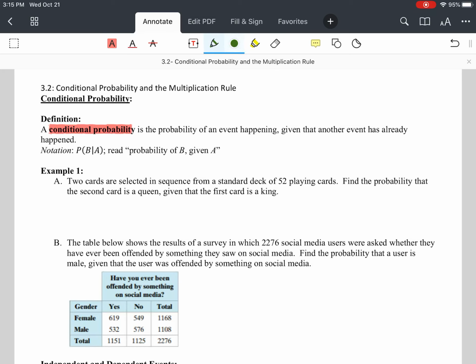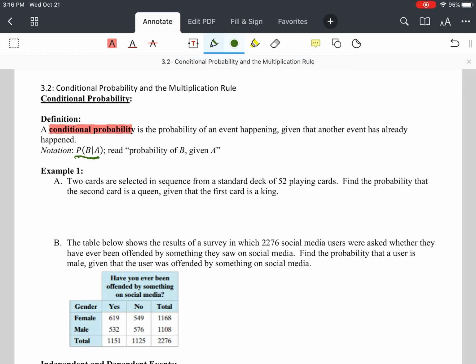Okay, so first we need to talk about the notation. We notate this by P of A with a vertical bar A, and we read this as the probability of the event B given event A has already happened.